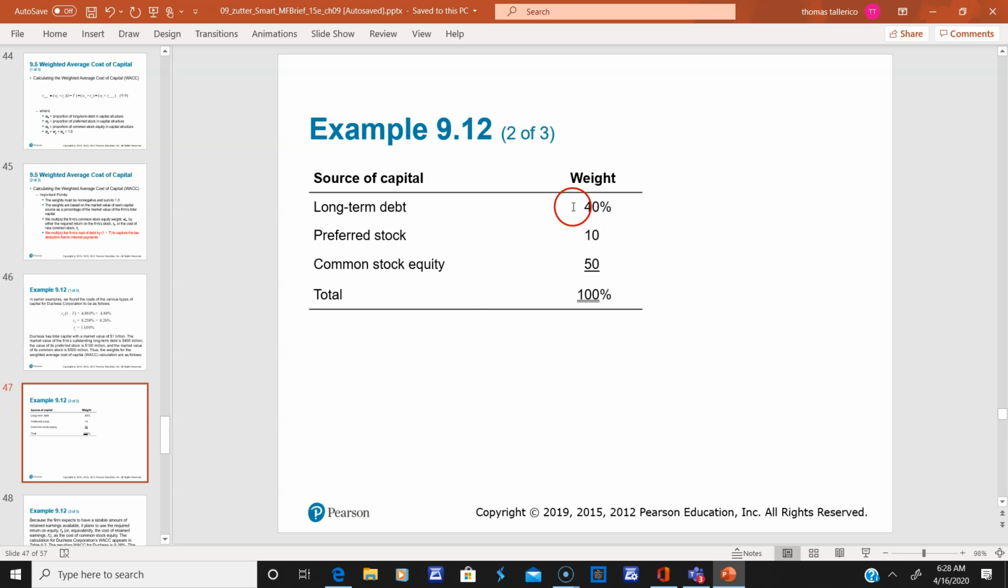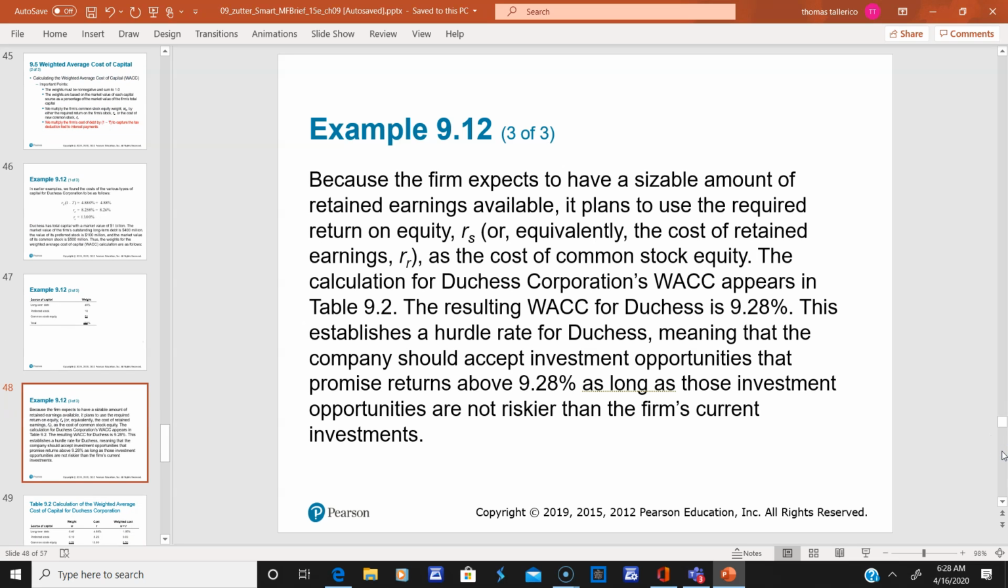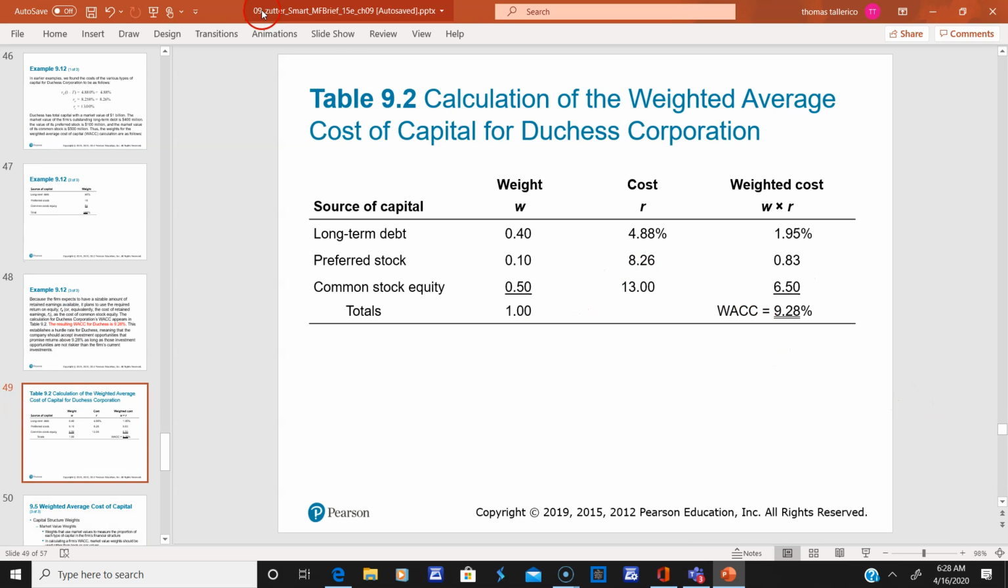So here are the weights we talked about, the given weights, and you just go through the math here. When you multiply everything, you should get 9.28%. That's it. So here's the actual math itself, the weights adding up to 1, here's the cost, and here's the weighted cost.